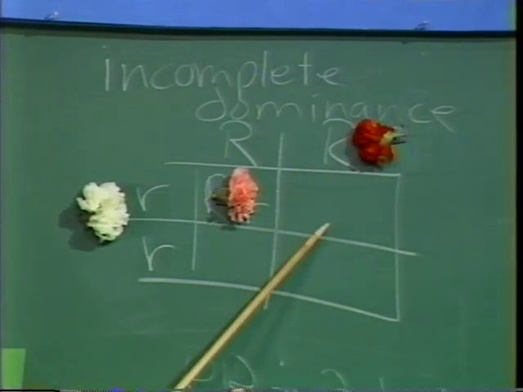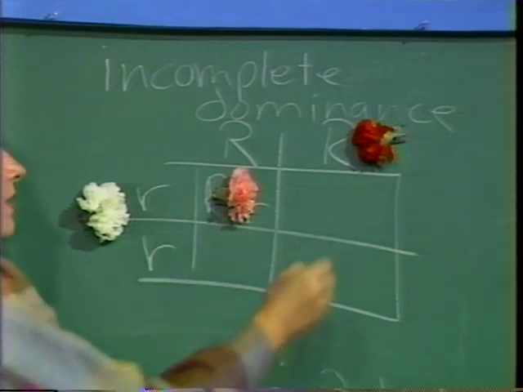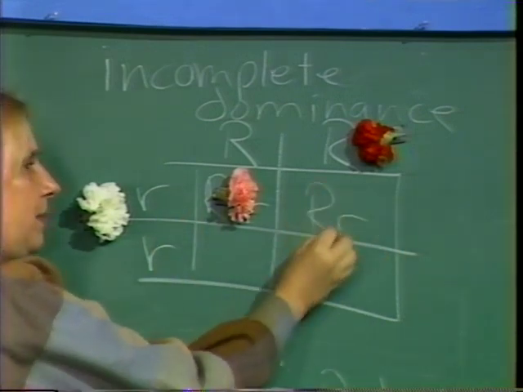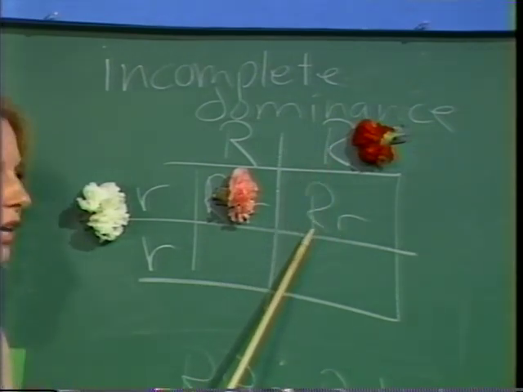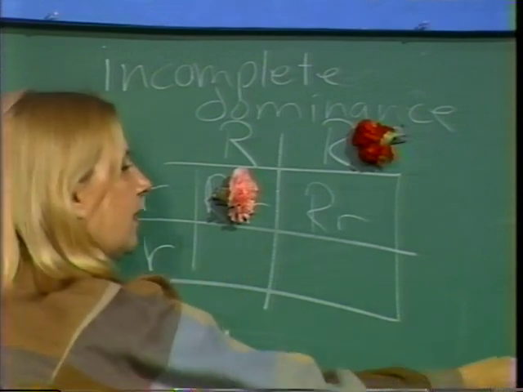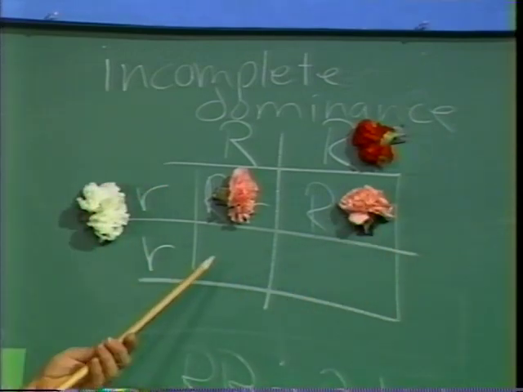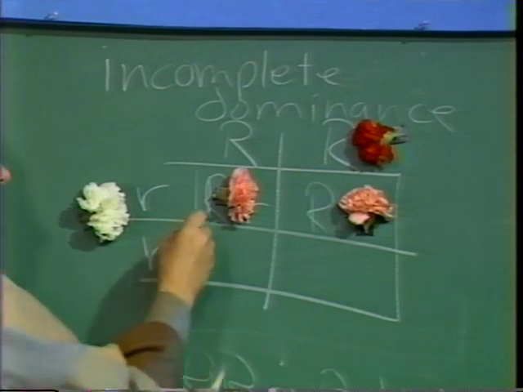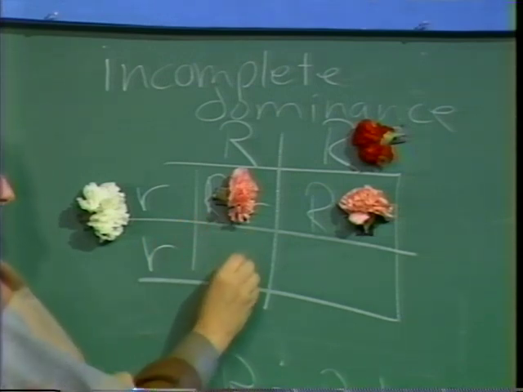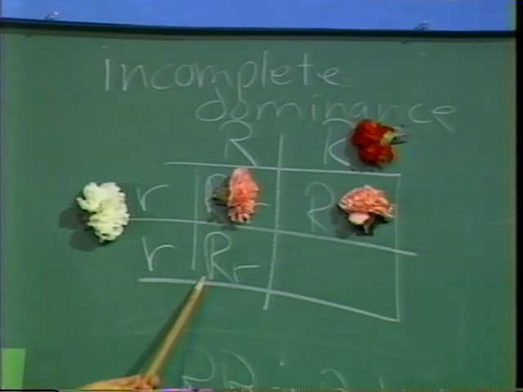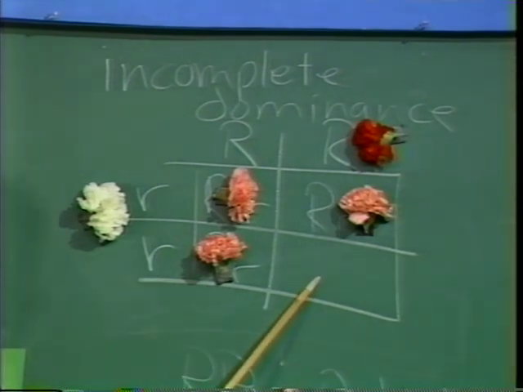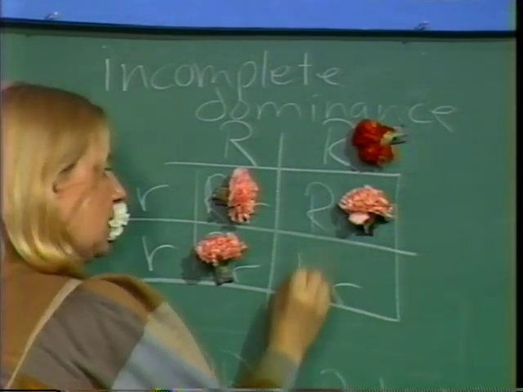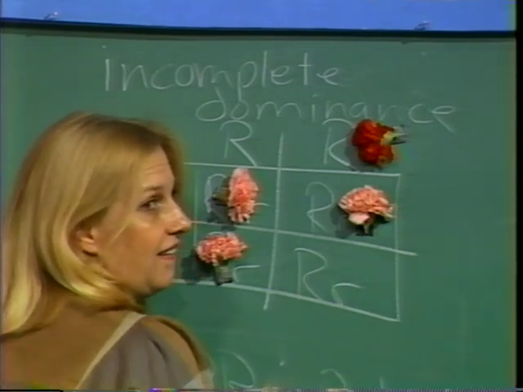Okay. What about this one? A lowercase r and a capital R. Good, because we bring one from here and one from here. And what color will this be, Sonia? Pink. Good. What about this one? A lowercase r and a capital R. Good. What color will this one be? Pink. How about here? A lowercase r and a capital R. Good. And again? Pink. Yeah, right.